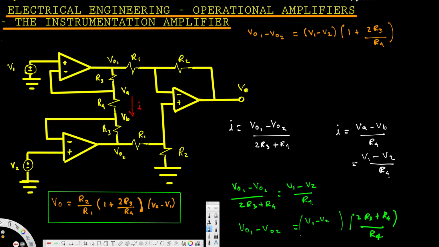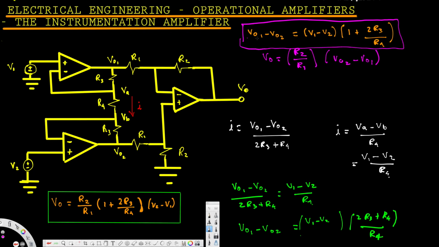Now we need the output voltage, that's our main purpose. Now we are going to see how to derive the equation for the output voltage. We are going to express the output voltage in terms of the feedback resistance. The output voltage is going to be the feedback resistance, R2, over the input resistance, that's R1, multiplied by the voltage difference, that's going to be VO2 minus VO1.